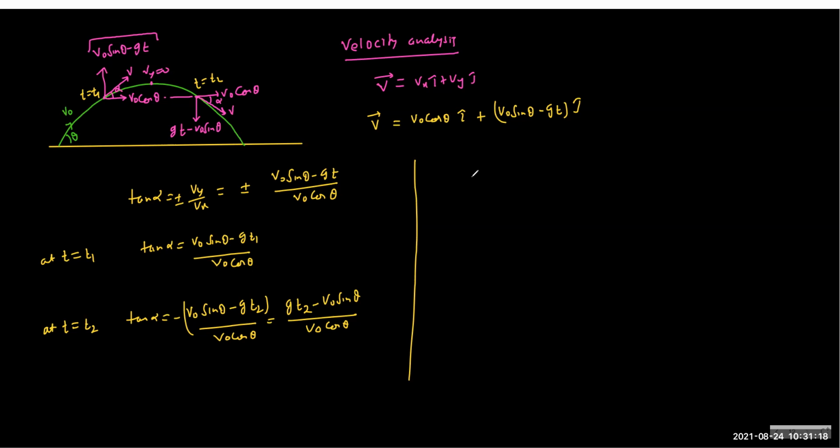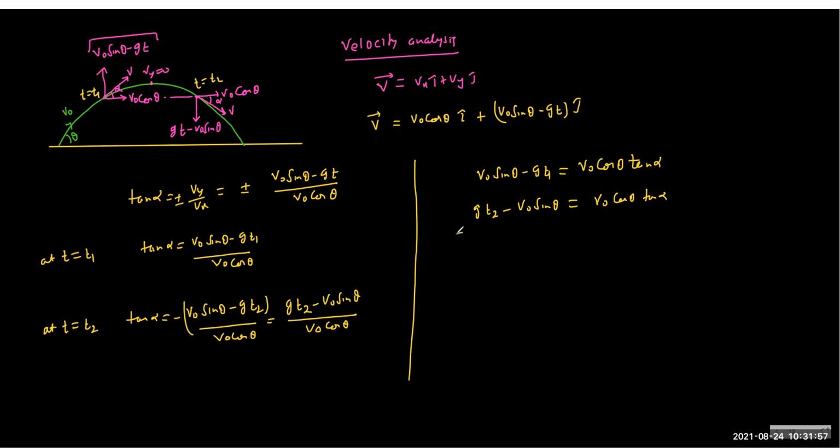This turns out to be a really nice expression. From the first expression, you can say v naught sine theta minus g t1 equals v naught cos theta into tan alpha. And what next? g t2 minus v naught sine theta equals v naught cos theta into tan alpha. It's the same expression. And what we're looking for is t2 minus t1.